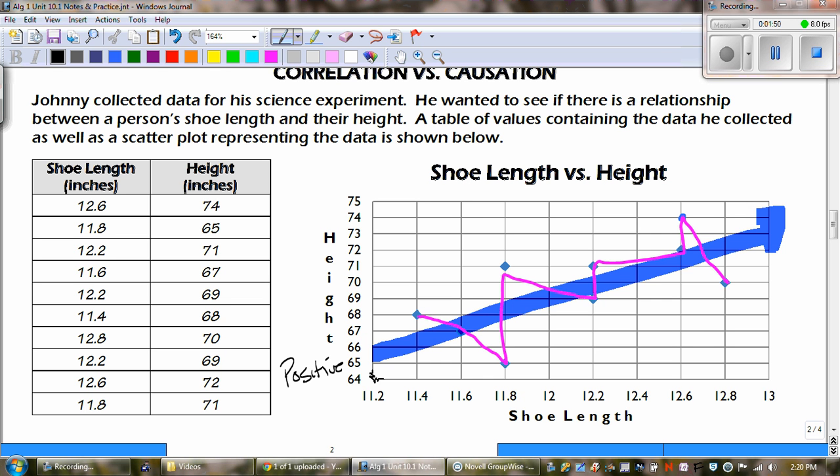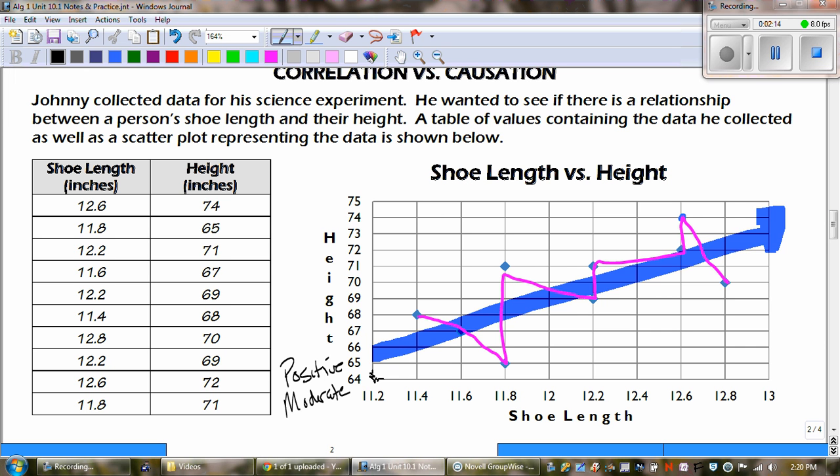Two, how would you describe it? Would you say it's perfect, strong, moderate, or weak? Well, we know it's not perfect. It's definitely not strong. And so would it be weak or would it be moderate? I'd say that this is a moderate correlation. Okay?